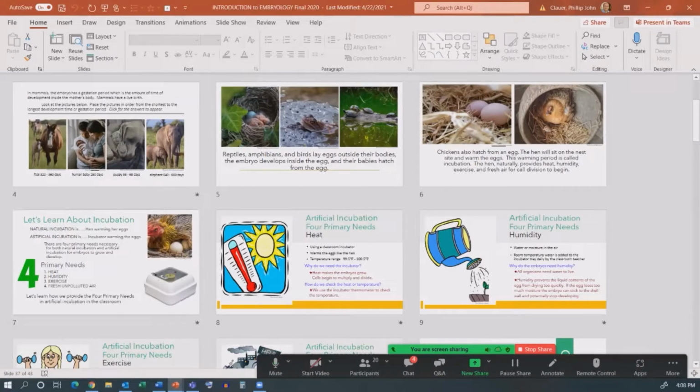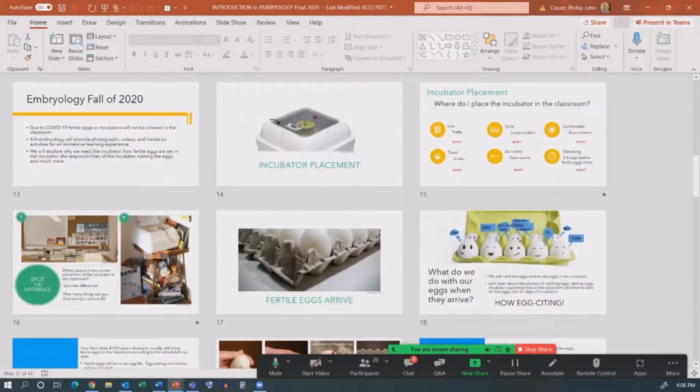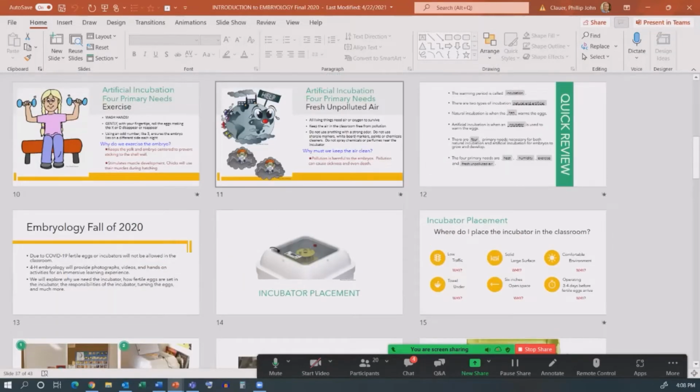Then we talk about, in this first one, the whole aspect of the 4 primary needs for incubation. And then we talk about what that means: heat, humidity, exercise, and proper air and environmental air and things within your classroom. And so that's all covered in a quick way.